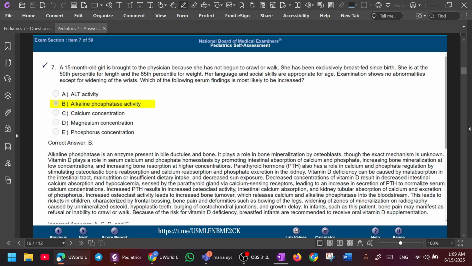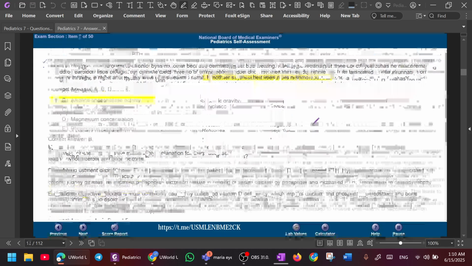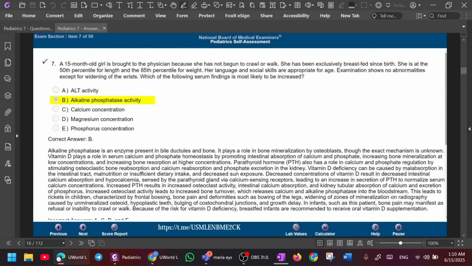Calcium concentration is normal or decreased because this patient's intestinal calcium absorption is low. Hypercalcemia and bone turnover are features of primary hyperparathyroidism. Manifestations of hypercalcemia include nephrolithiasis, abdominal pain, constipation, pancreatitis.